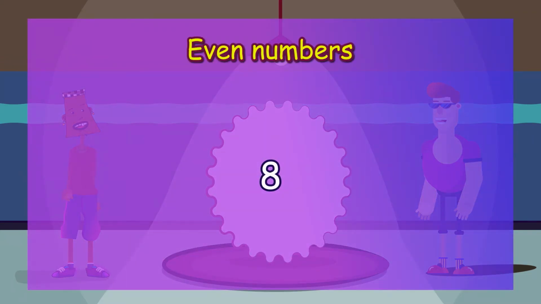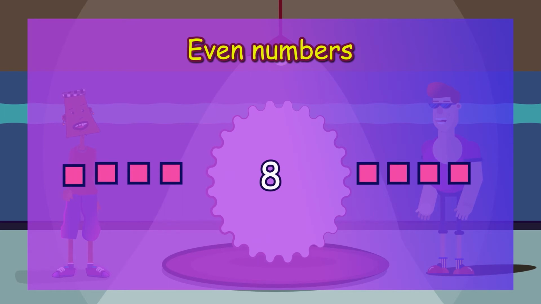Let's take a look at more examples. 8 is also an even number. When you have 8 squares and you share them between 2 groups or 2 persons, here we have Jeff and Ali, or you have 2 groups, each group will take 4 squares. That means 4 for group A and 4 for group B, or 4 for Jeff and 4 for Ali. That means 8 is an even number. There are no squares remaining, so 8 is an even number.